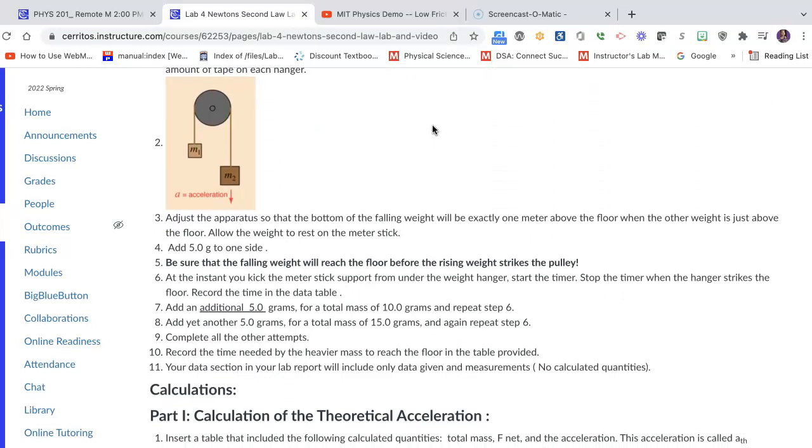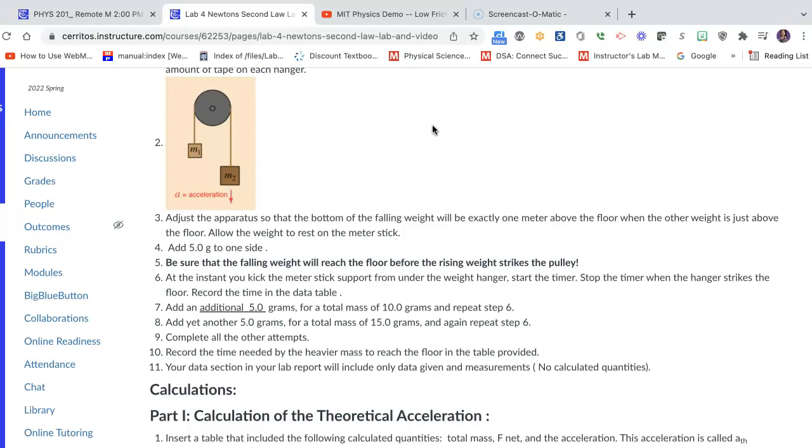Now, adjust the apparatus so that the bottom of the falling object is exactly 1 meter above the ground. This is going to be my y for the calculation that we are going to do below, so y is going to be 1 meter. Now add 5 grams to one side and be sure that the falling weight will reach the floor before the rising weight strikes the pulley, so that the system is going to work nicely.